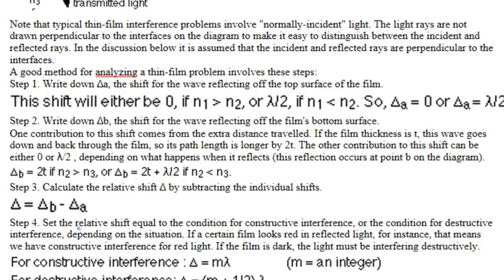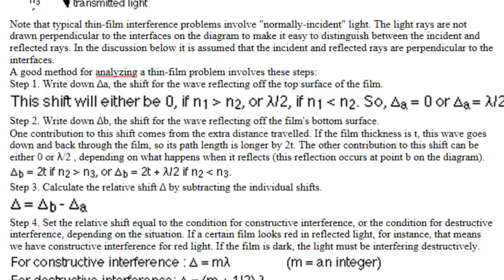So if N2 is greater than N3, then you're going to have 2T, which is just going down and back and no phase shift. But if N2 is less than N3, then you're going to have 2T, so 2 times the thickness, plus lambda on 2, so an extra phase shift. So then you calculate the relative phase shift by subtracting the individual shifts. So your relative phase shift delta is equal to delta B minus delta A, and that's step 3.